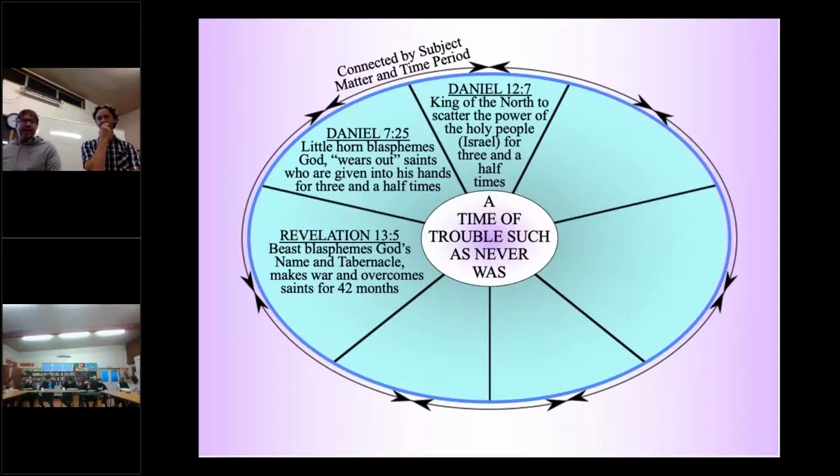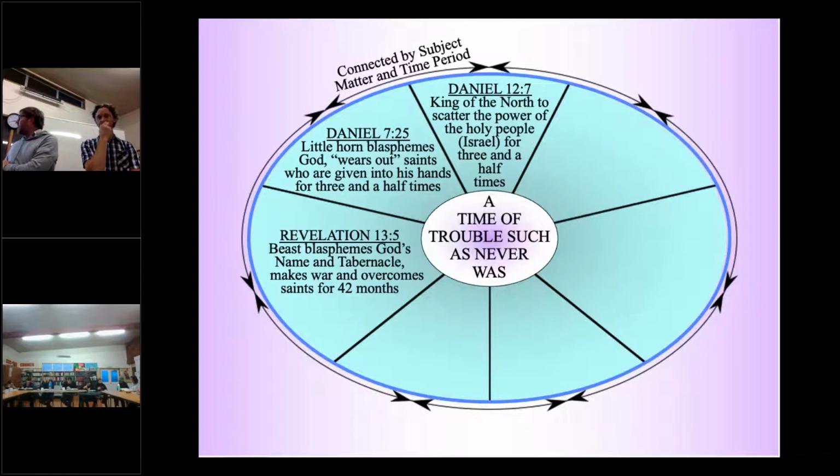And incidentally, if you counted the heads and horns, it's a combination of them all as well. But that's just another little sideline. So anyway, this beast, it says, blasphemes God's name and his temple, and he makes war and overcomes the saints for 42 months. And he's allowed to do that. He's given power to do this for 42 months.